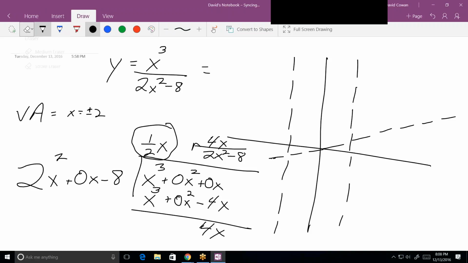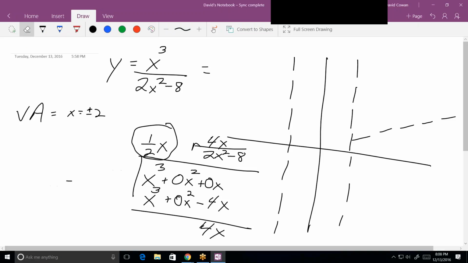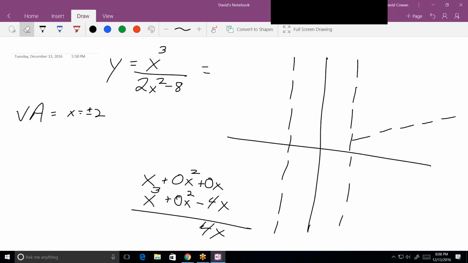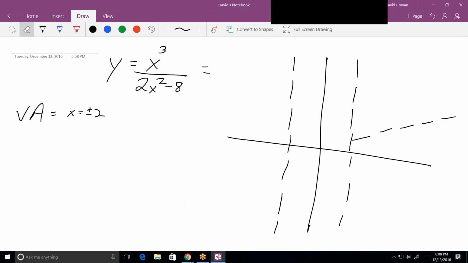And I actually don't need that in between my vertical asymptotes. Let's think about this now. What all did they want? Read again what they want you to label: all the asymptotes, holes, and intercepts. Holes come from finding a factor that cancels in the numerator and the denominator. And I don't have one here. So there's no holes.